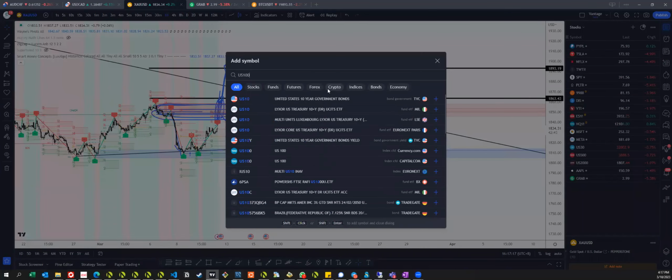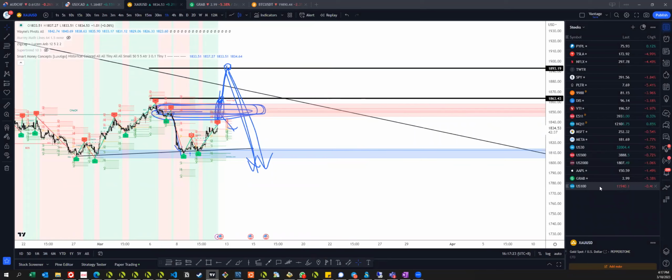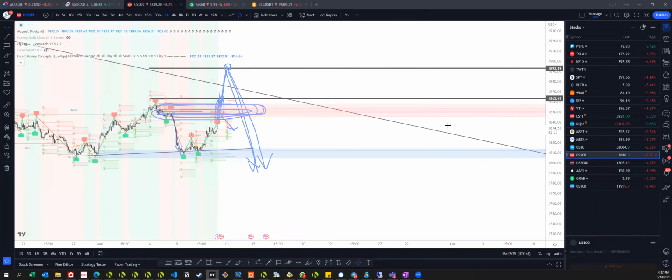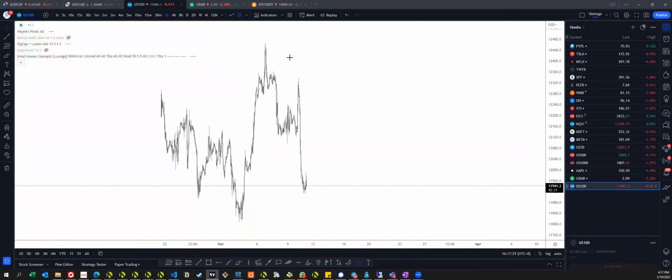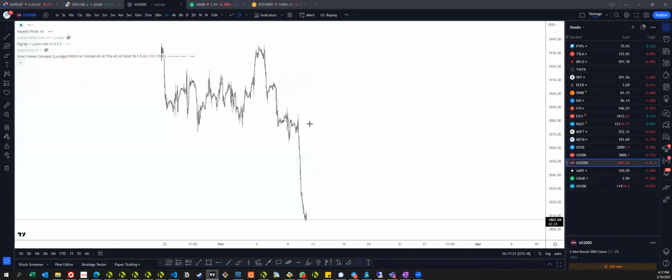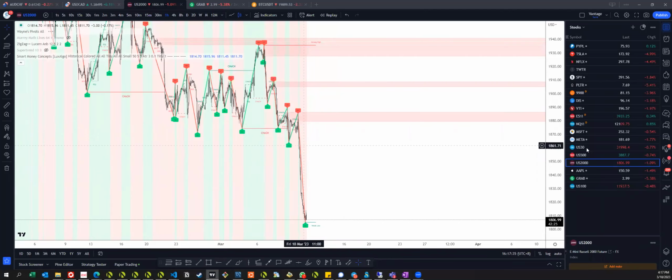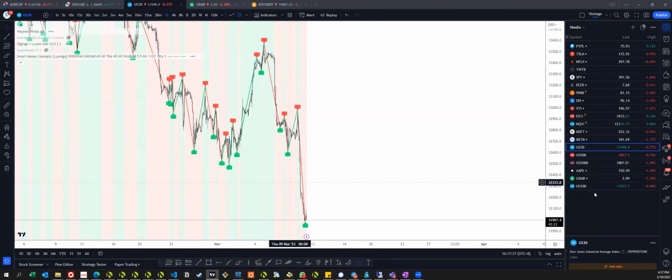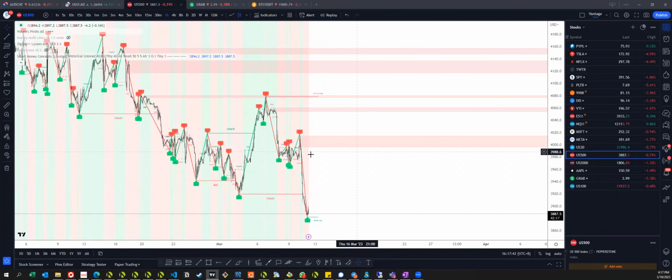US 100. They're probably going to be the same sort of price movement, right? Huge sell down from the announcement. The Russell 2000 is also down by a lot, and then Dow Jones is also down a lot. So you will see the same kind of price action for all pairs. Let's go through maybe US 100 since that was mentioned.